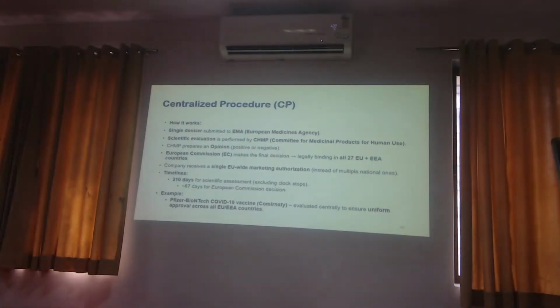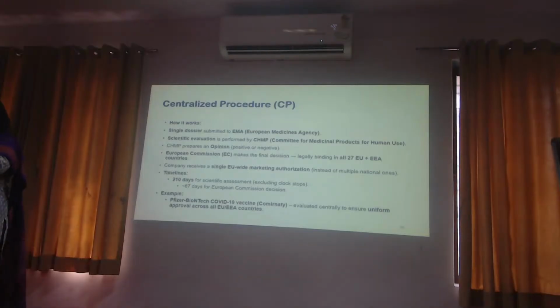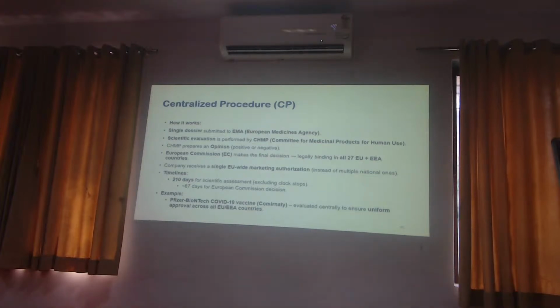Scientific evaluation is performed by this committee, the CHMP. This CHMP prepares an opinion, whether it is positive or negative. So, for example, let's say there are 27 European countries. One of the countries will review, and the scientific evaluation will be done. The European Commission makes a final decision which is legally binding to all 27 countries and EEA countries. EEA is the European Economic Area.